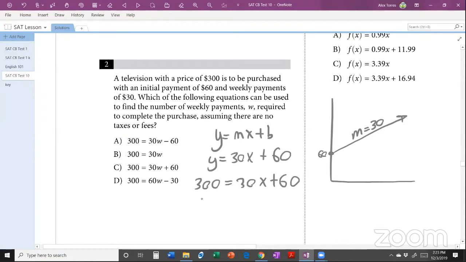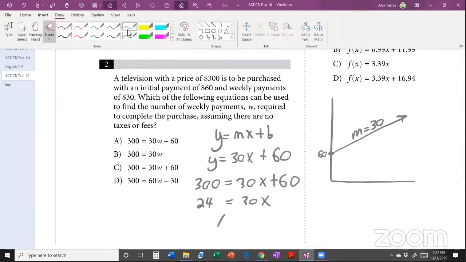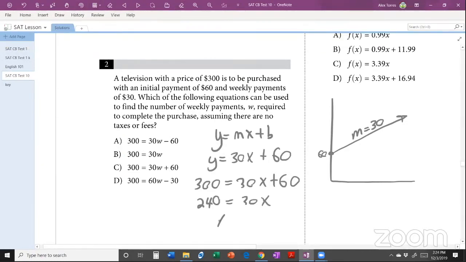So take away 60 from both sides and divide both sides by 30. Taking away 60 from both sides, you get 240, and not 246. And 240 divided by 30 is 8. We didn't even need to go that far, because this was what they were asking us to do. But you can definitely expect some problems down the line where they solve all the way to get the 8. So the answer to number 2 is C.